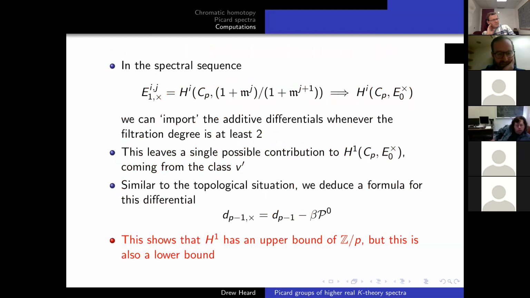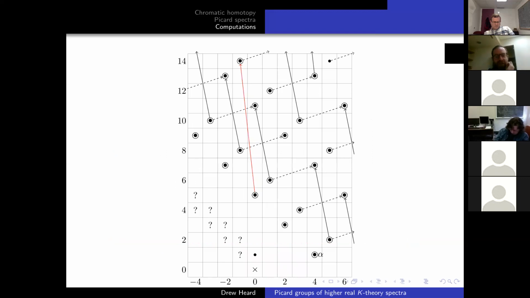But in this case, this group is generated by sigma 2, and by periodicity we know that it must be at least a Z mod P, because it's 2P squared periodic. So it's both an upper bound and a lower bound. So this group actually must just be Z mod P. Okay, so now we've actually computed everything that we can for this spectral sequence.